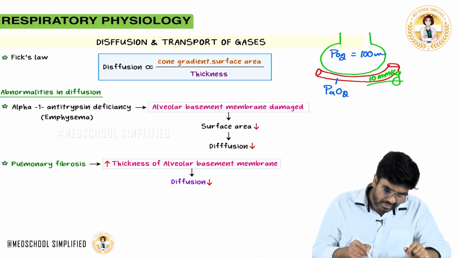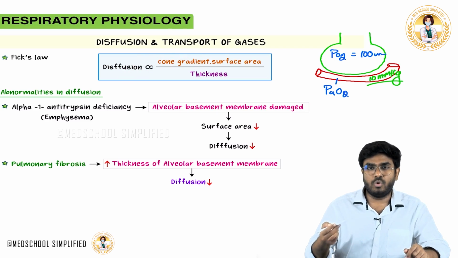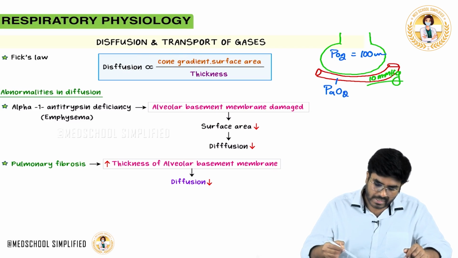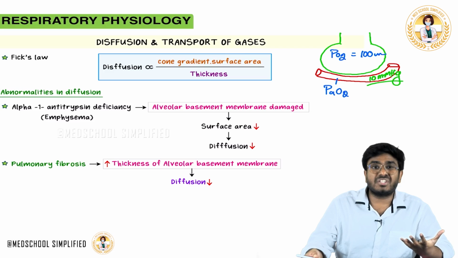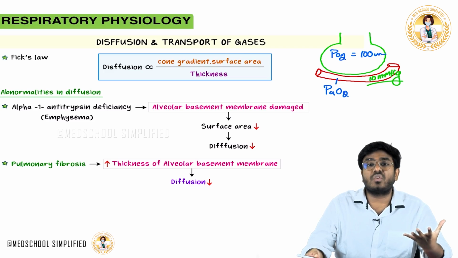So Fick's law is saying that diffusion is directly proportional to the concentration gradient. If the difference is more, more diffusion will happen. In the same way, consider surface area. Normally alveoli are like a cluster of grapes.